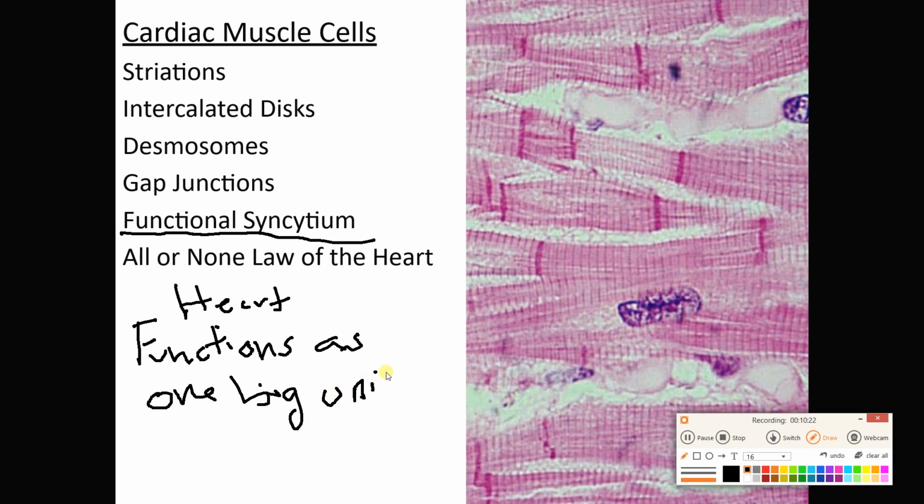Syncytium, it's a weird pronunciation, I know. Syn means together, cytium means cell. So cells are functioning together. The heart is acting as one big unit rather than millions of disparate cells. And this goes along with something called the all or none law of the heart. So either all the cells are going to contract or none of them.